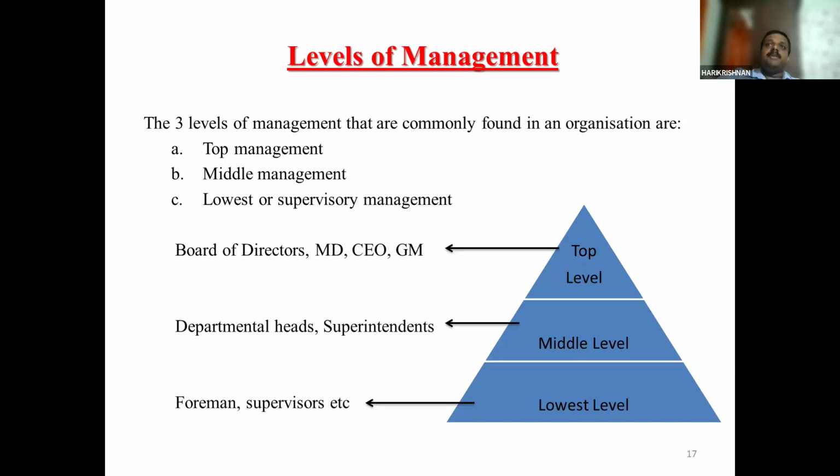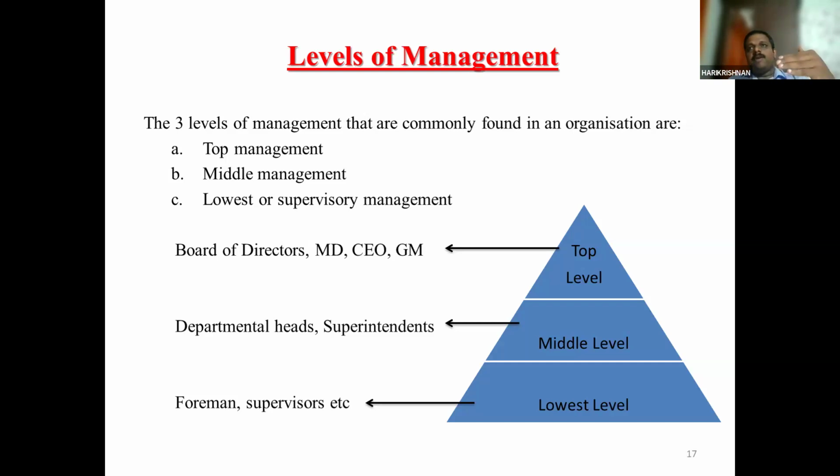If there's a marketing company, the marketing head will be there. If it's a sales company, the sales head will be there. Everybody comes under middle level. Lower level comes under foremen and supervisors. That means those who are qualified as supervisors will come under this lowest level.